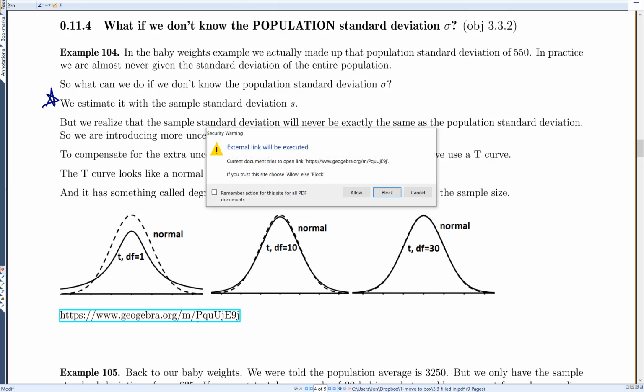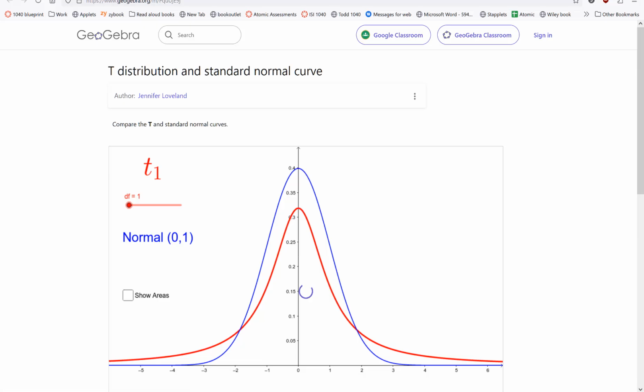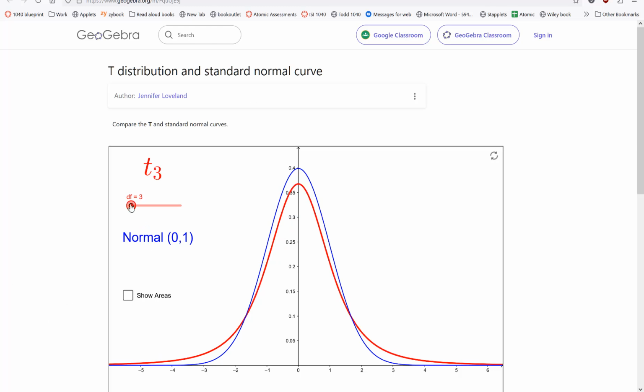So let's look at this applet. Well, this is one that I made. You can see the red is the t-curve, the blue is the normal curve. So when we start at 1 degree of freedom, there's a very big difference. You can see all this extra area. But then I can just drag this degrees of freedom and just watch what happens to that red curve. As I drag it along at 3 degrees of freedom, it's closer. 5, we're closer. 7, 9. As I drag it along, we get closer and closer to that normal curve. And if I get big enough, you can't even tell the difference.